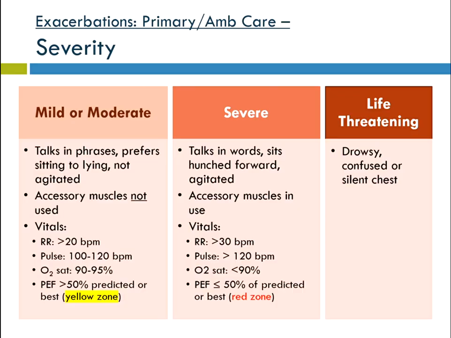So essentially their body has stopped trying to help them breathe, which is why it's life-threatening. Okay? Any questions about these?